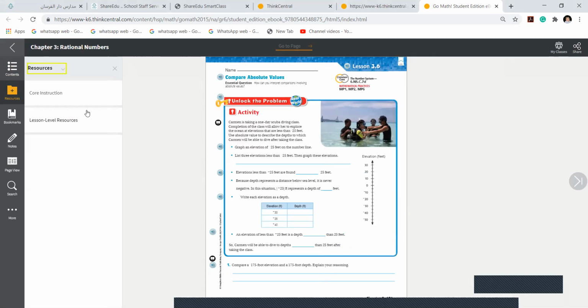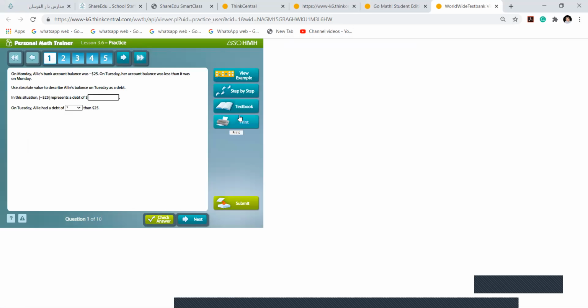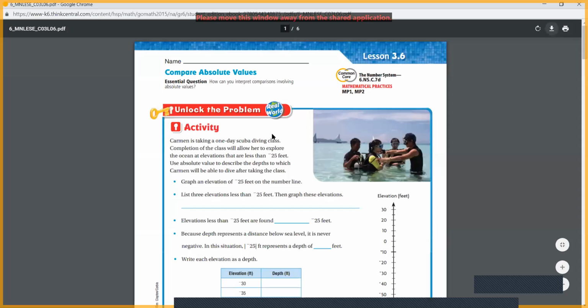For example, if I ask you, Lean, what is the absolute value of minus 18? It's going to be 18. Yes, the positive number with the opposite sign. That is called the absolute value.